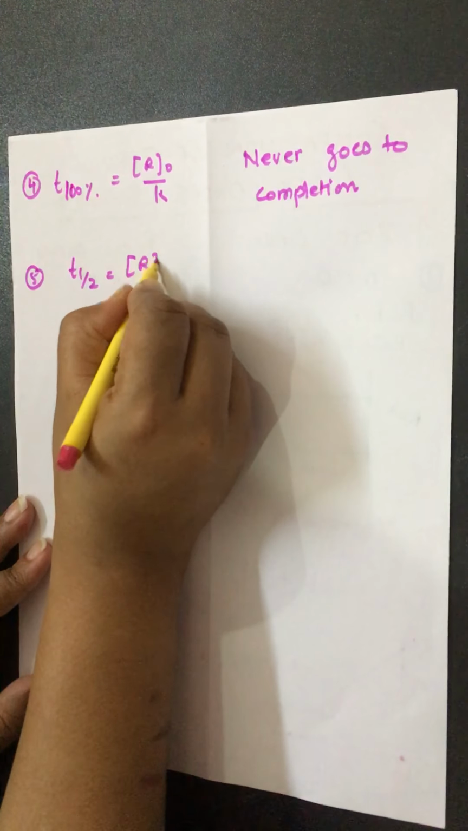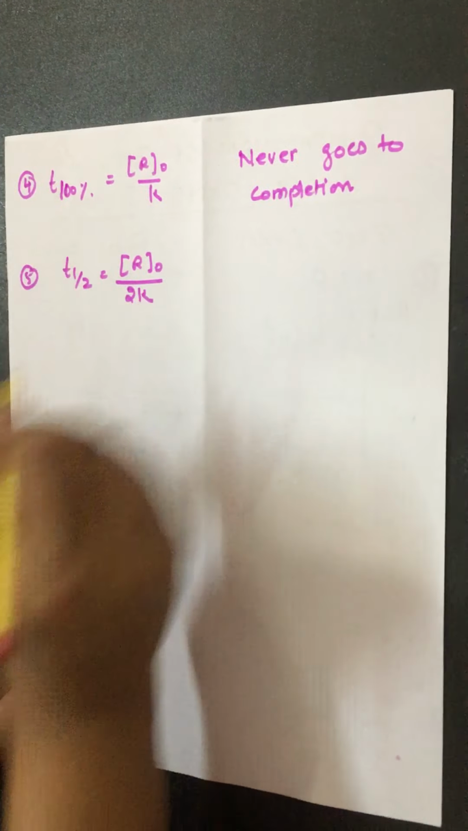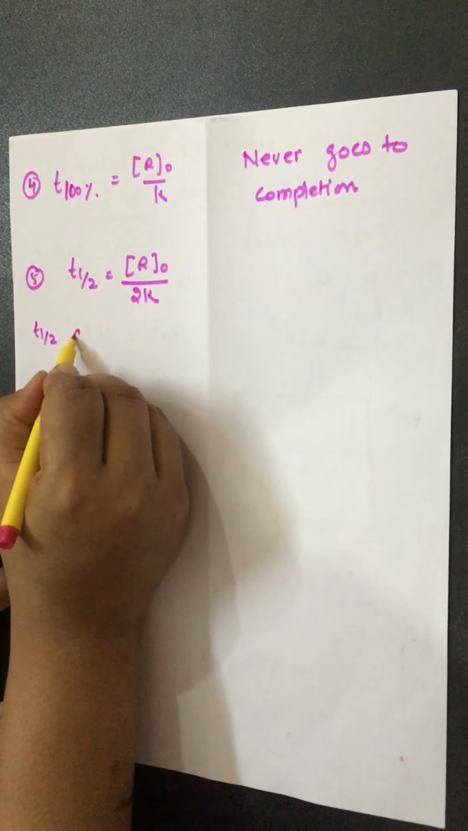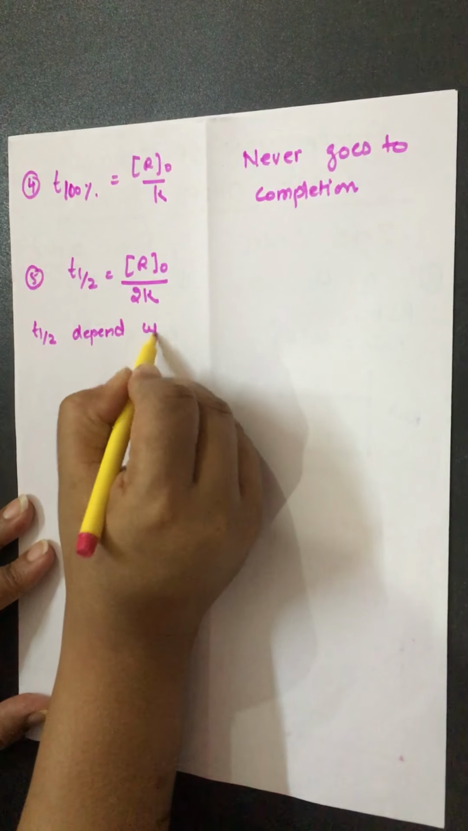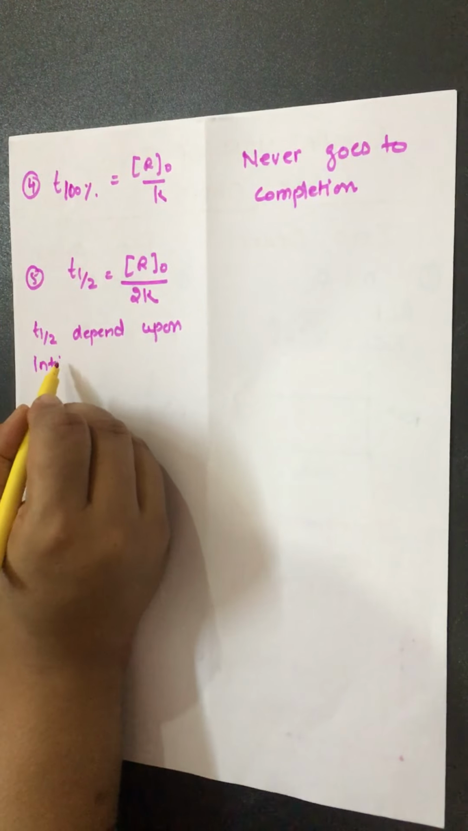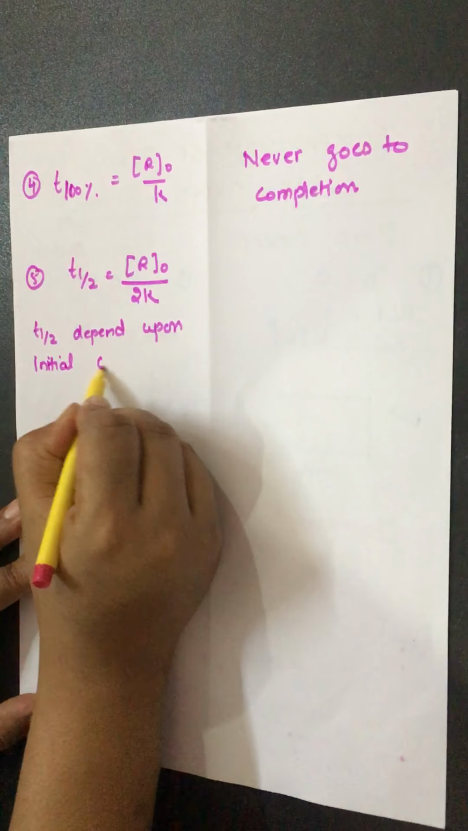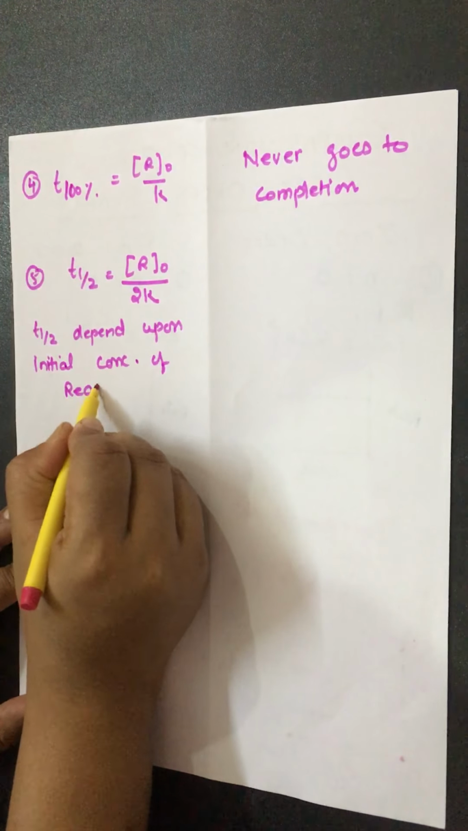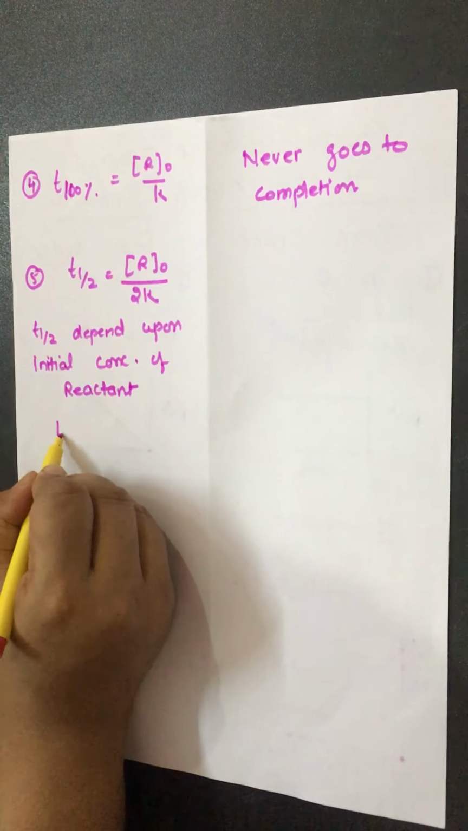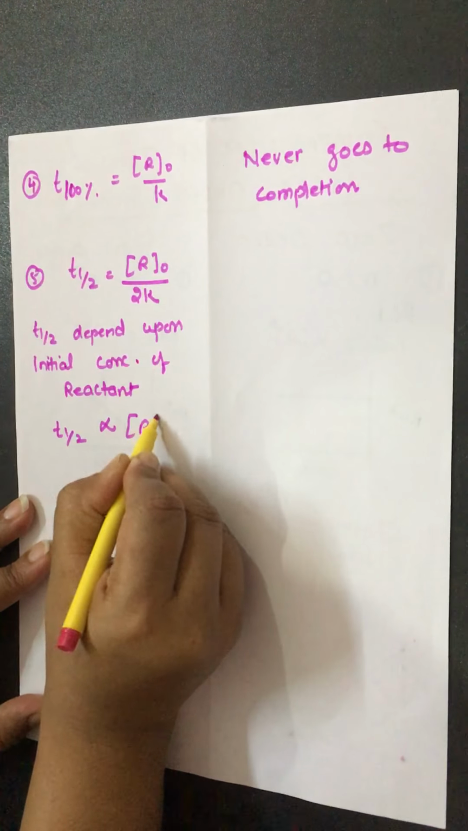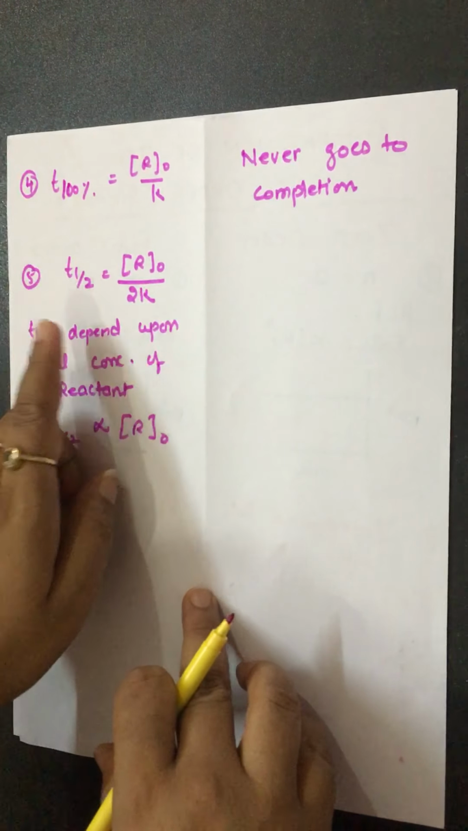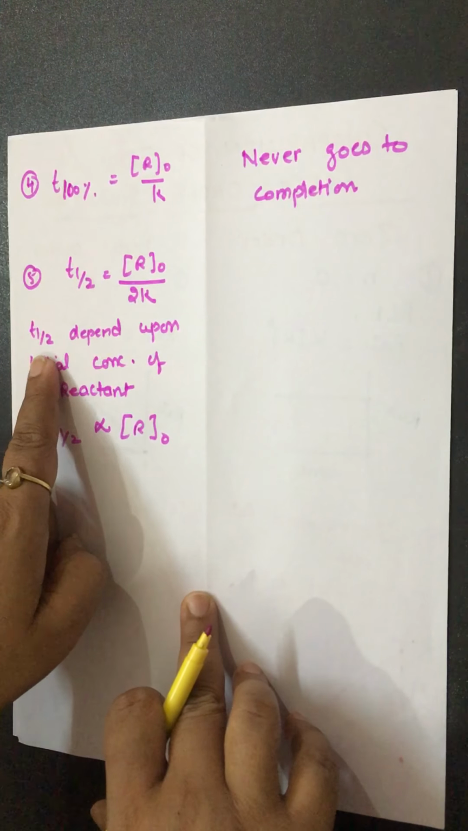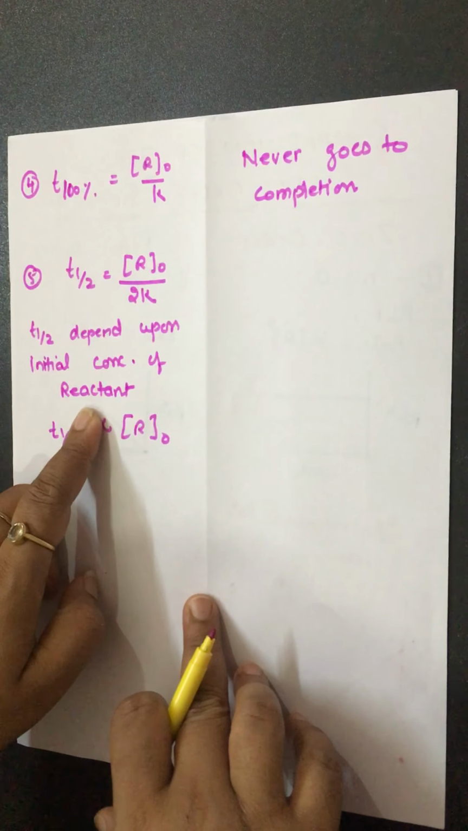T half in case of zero order comes out to be R naught by 2k. Hopefully you have to remember. And in this case t half, the half life time, depends upon the initial concentration of reactant. In this case what do we see? T half is directly proportional to the initial concentration of reactant. So we can say T half depends upon the initial concentration of the reactant.